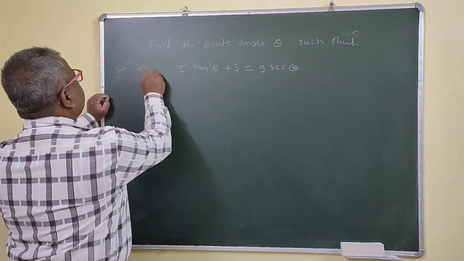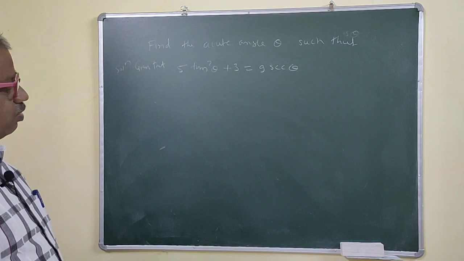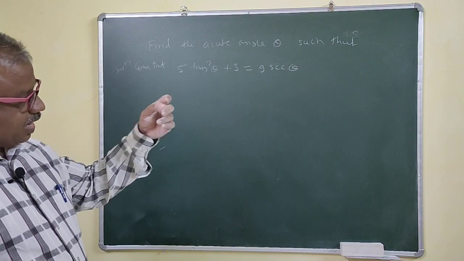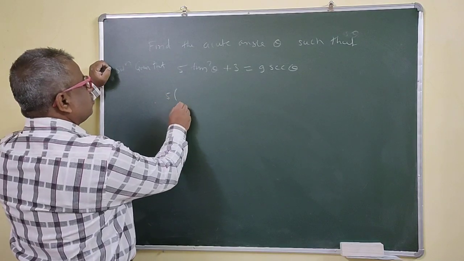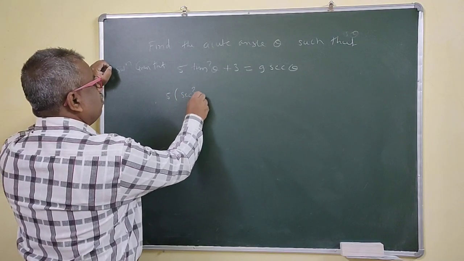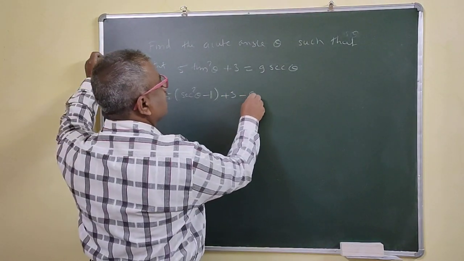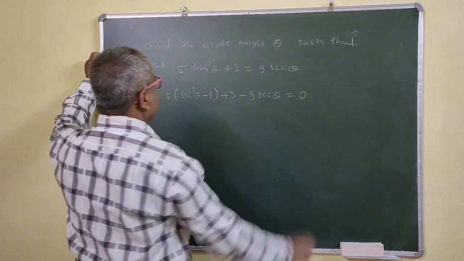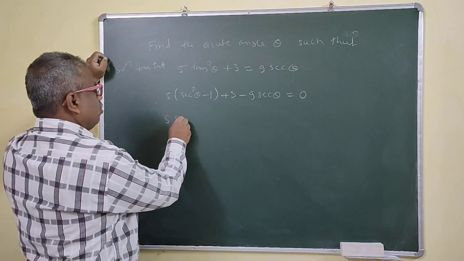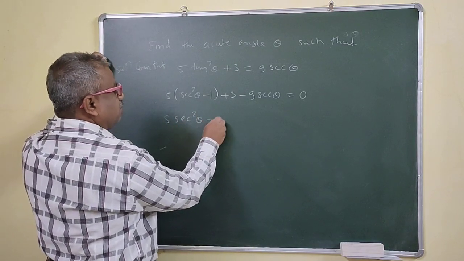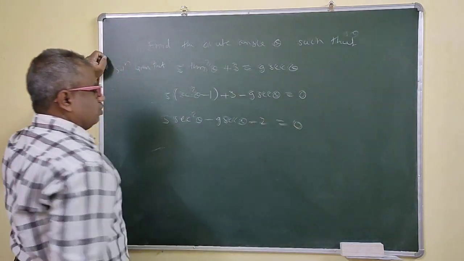Given 5 tan square theta plus 3 is equal to 9 sec theta. So we'll shift that 9 sec theta to that side and write the value of tan square. So 5 tan square theta is nothing but 5 times sec square theta minus 1, plus 3 minus 9 sec theta, equal to 0. Now we simplify this. So this is 5 sec square theta minus 9 sec theta, and minus 5 plus 3 is minus 2, equal to 0.